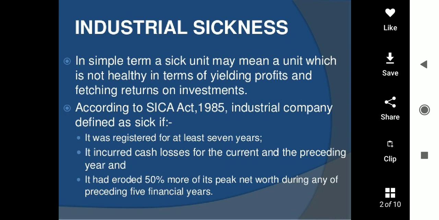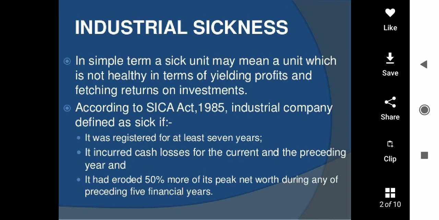Before discussing the term industrial sickness, let us discuss what is human sickness. When we are not healthy, and when we find some symptoms like fever etc., we usually treat ourselves as sick persons. Then we usually go to hospital for treatment and take medicines. So human sickness is nothing but when your body is not healthy, when you do not feel comfortable, when you're not feeling good.